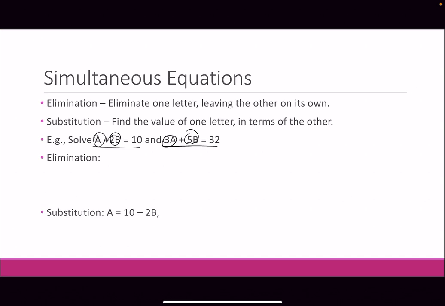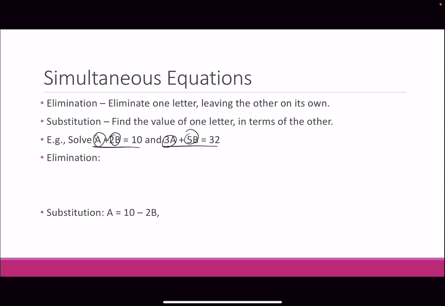And so there's two ways to do this. We can use elimination, which is adding or subtracting these two equations together to have one letter left over, so we can leave it on its own and find out what the value is. Substitution is when we find the value of one letter in terms of the other letter, just using one equation, and that's by rearranging that equation. So we'll take a quick look at an example just to see what these equations are like.